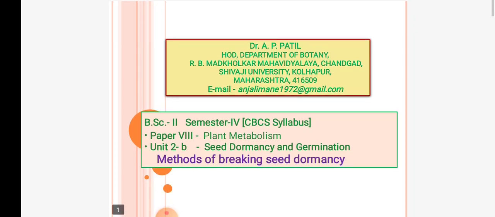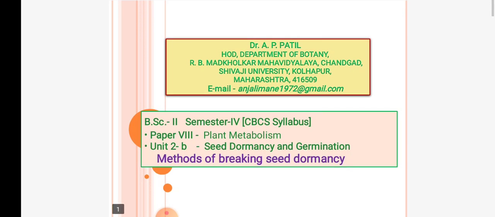Dear students of BSc Second Year, Semester 4, CBCS syllabus, paper number 8 is Plant Metabolism. Unit 2 is Seed Dormancy and Germination.